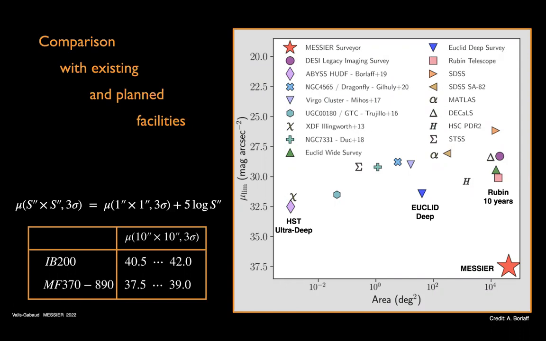In which case, if we compare all these missions, you see that HST reached something like 32.5 on the narrow field of view of the ultra deep field. Euclid deep will reach something like 31 on the 2 deep fields, and then Rubin after 10 years will probably reach something like 31. But MESSIER is 2 orders of magnitude fainter and over the whole sky. So essentially there is no other, but it is not surprising, we have been designing the mission for that.